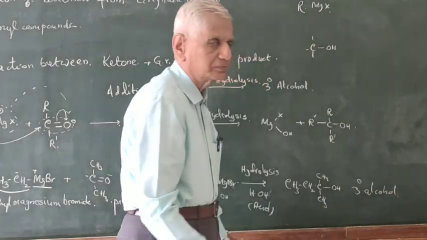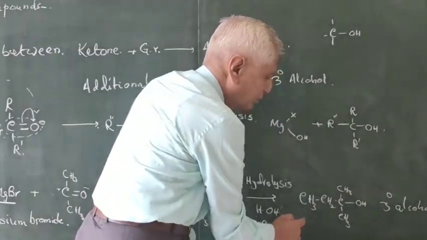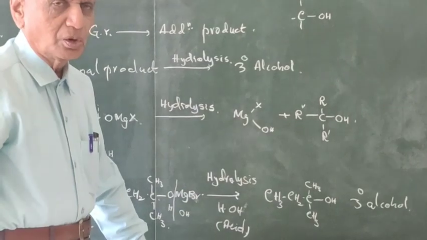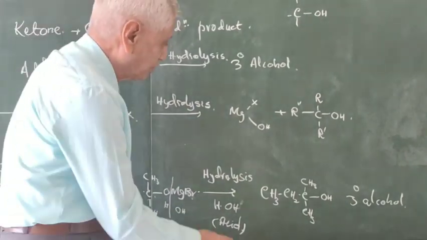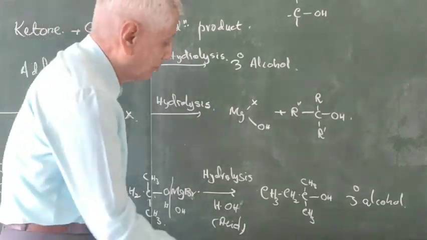What is the name of the compound? Look here, the OH group is there. We should give it the lowest number, so the OH group should be there. Don't count from this end. How to count? 1, 2, 3.